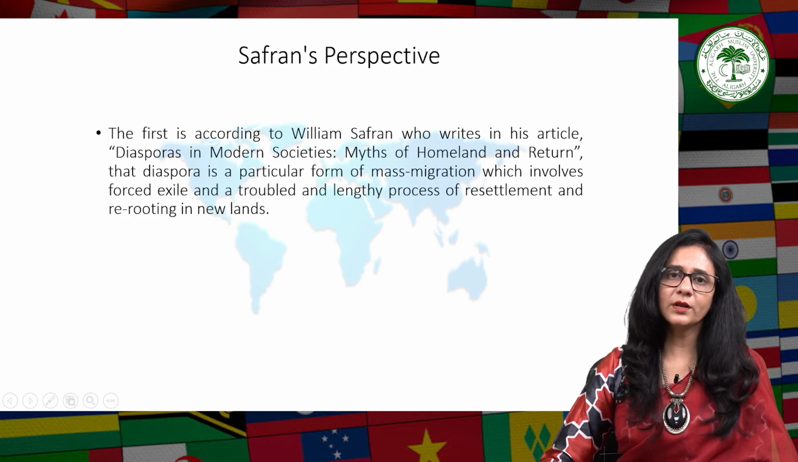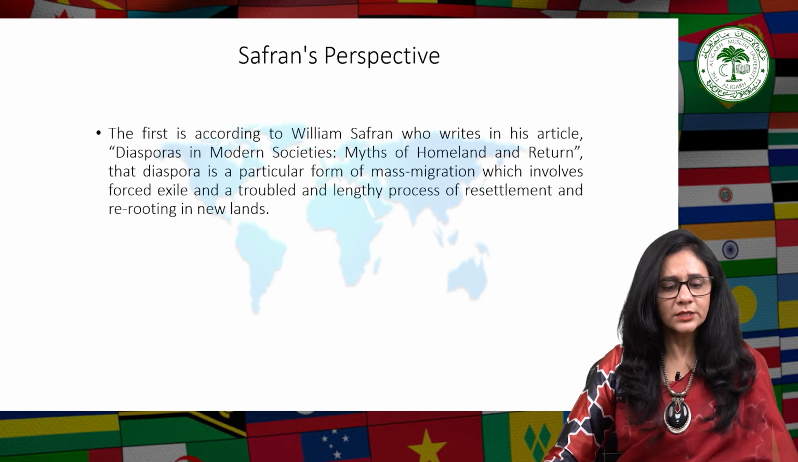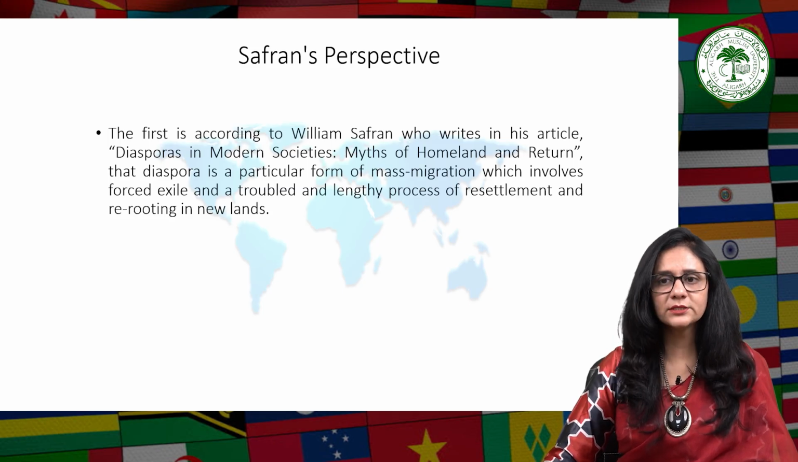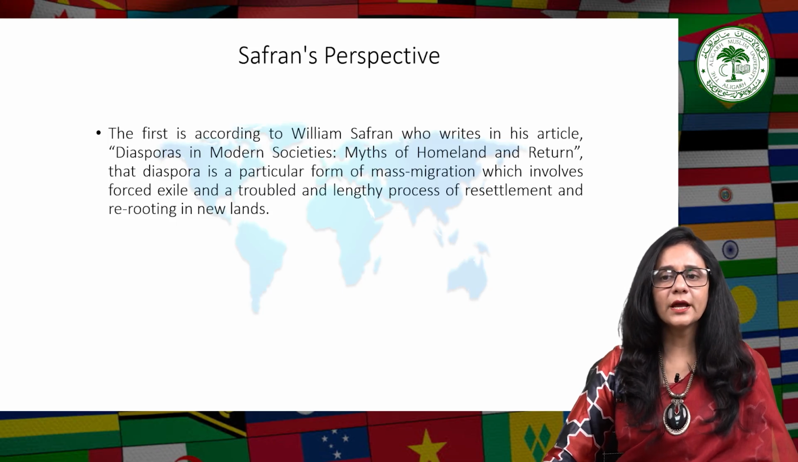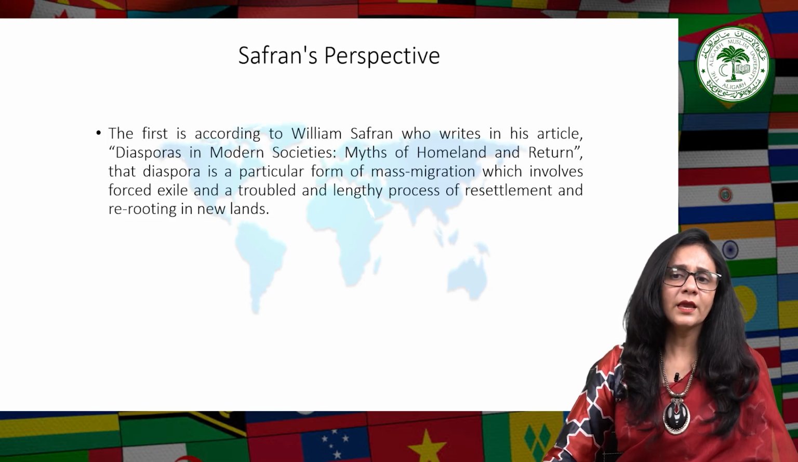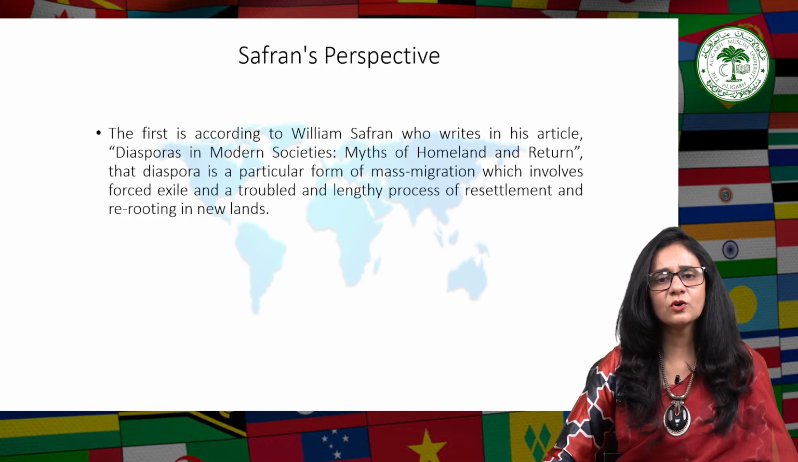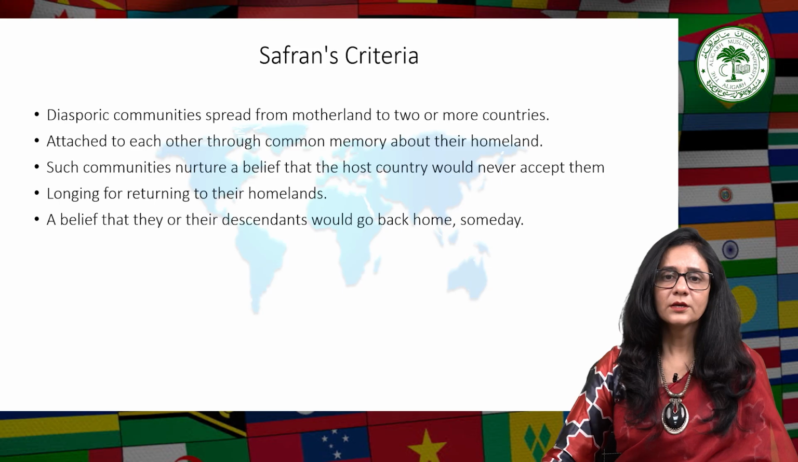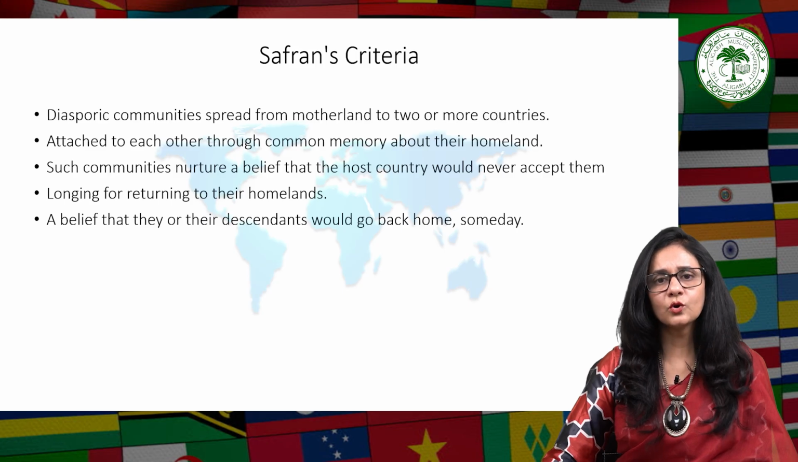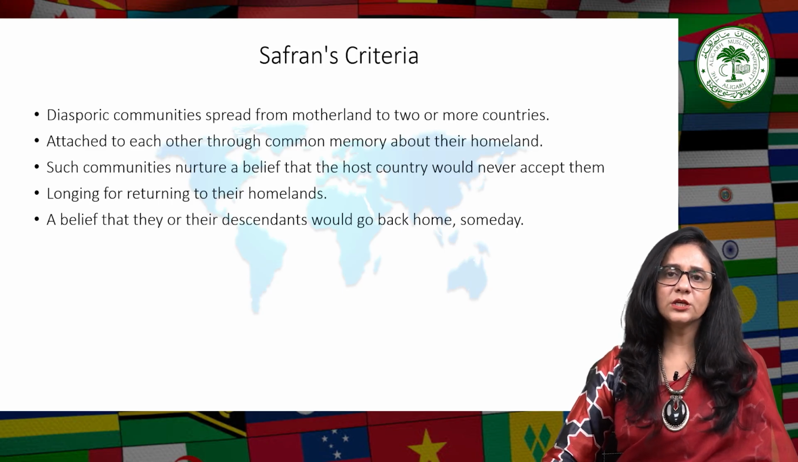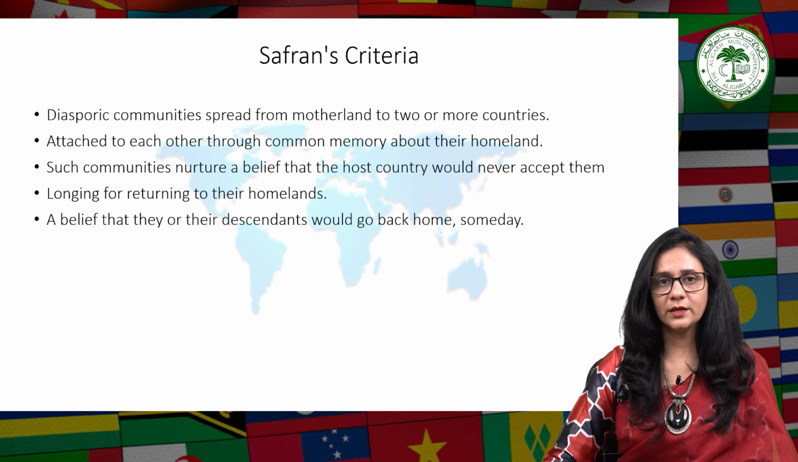The first is according to William Safran, who writes in his article, Diasporas in Modern Societies: Myths of Homeland and Return, that diaspora is a particular form of mass migration which involves forced exile and a troubled and lengthy process of resettlement and rerouting in new lands. He has mentioned some specific criteria for calling a community a diasporic community. Safran mentions that the diasporic community is spread from the motherland to two or more countries. They remain attached to each other through common memory, vision, and sometimes myths about their homeland.